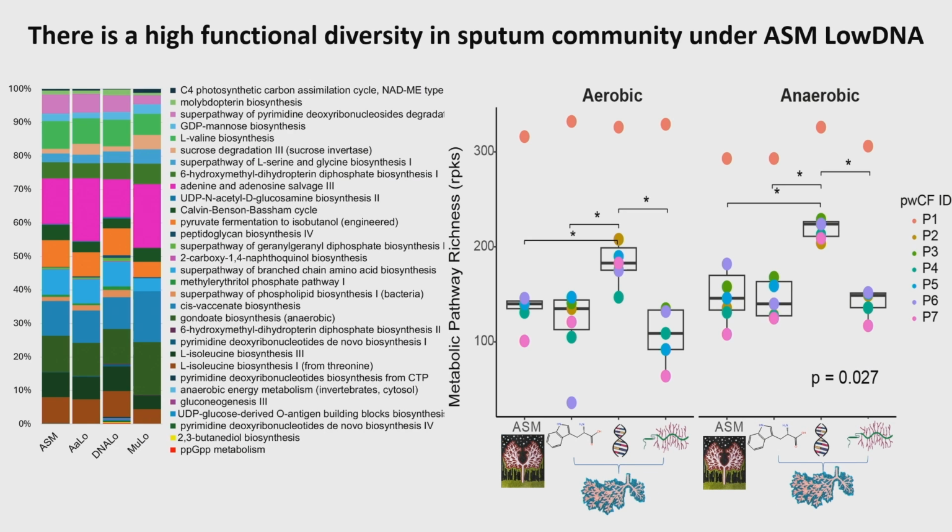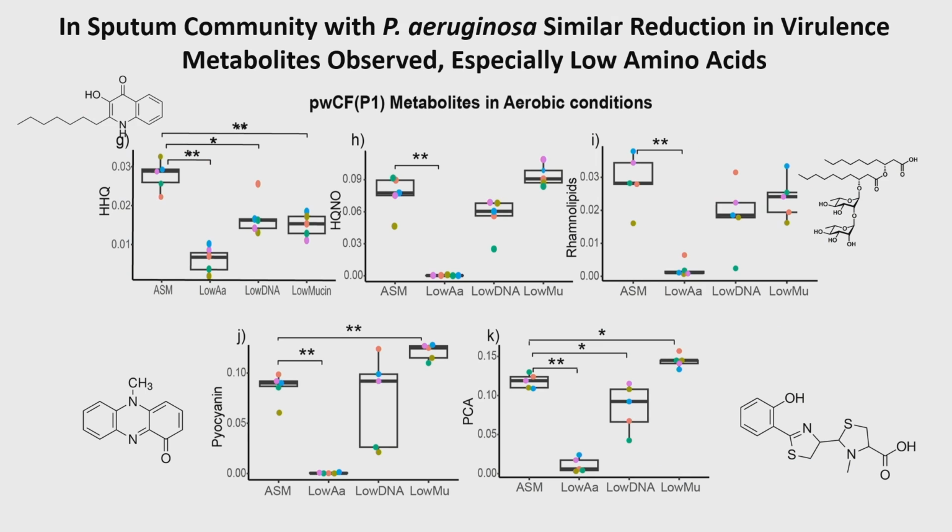Looking a little more in depth, using the metagenomic information, we found that there is a high functional diversity in the sputum community under ASM, or artificial sputum media, but in low DNA. However, the community that is dominated by Pseudomonas is the community that presents the highest metabolic pathways. We analyzed the metabolites for this community, focusing on Pseudomonas aeruginosa virulence factors, and we found the same behavior in our synthetic bacterial community. Its virulence, Pseudomonas virulence, is decreasing in low amino acids.